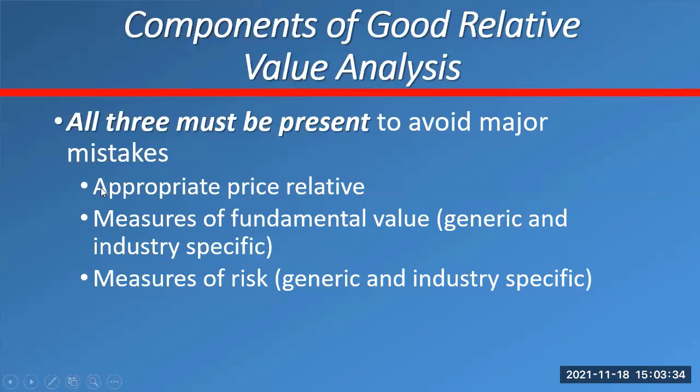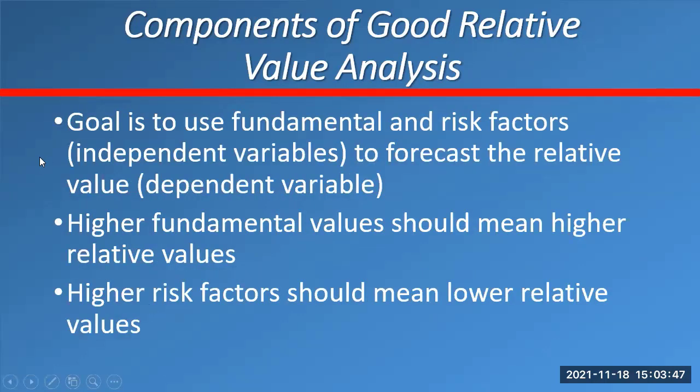So all three must be present. The appropriate price relative, we'll talk about that. So you use PEs, EV to EBITDA, EV to sales, price to book. Which one do you use? Must have fundamental factors and risk factors. So essentially what you're doing is you're trying to run a regression or a forecast. We're trying to take number of bedrooms, kitchen quality, floodplain, take all those factors and try to forecast what the price of the house should be. We're going to do the same thing with Microsoft. Take its return on equity, its turnover, its margins, its debt levels, and try to use all of those to forecast its PE ratio.